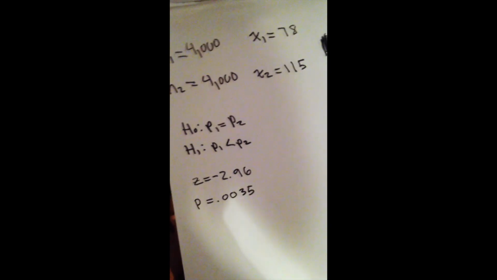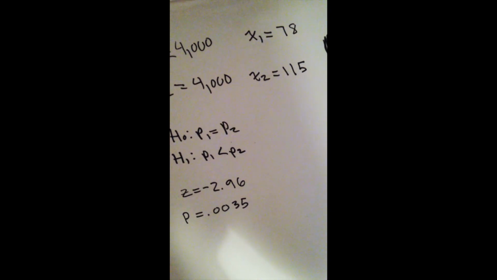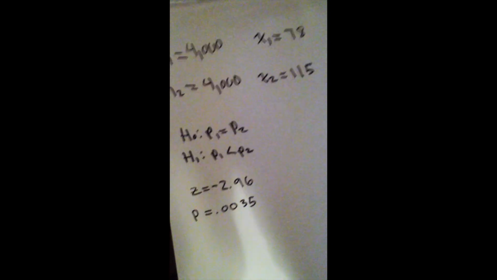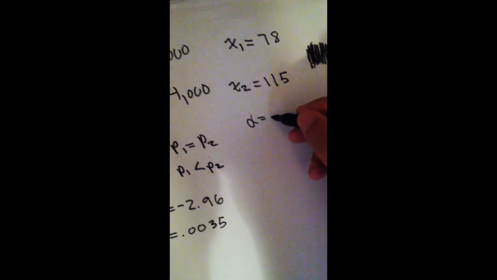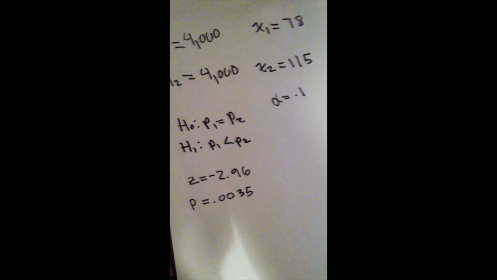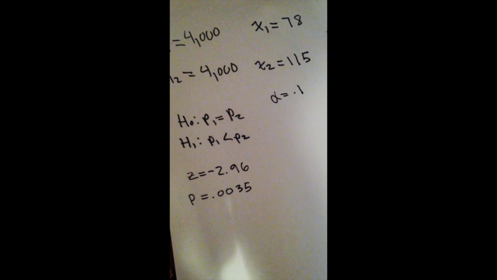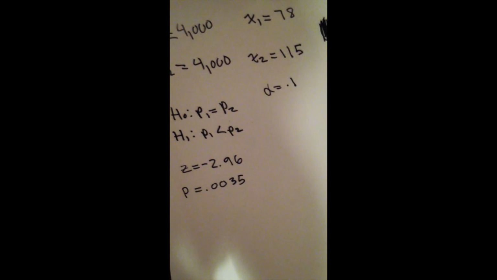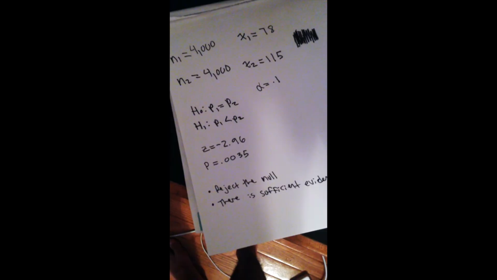Now once you have the z-score and the p-score, you can go ahead and find out whether the null was rejected or not. Earlier in the problem, the alpha was given to us as 0.1, and using the p method, if p is greater than alpha, do not reject the null. Since p is less than alpha, we reject the null.